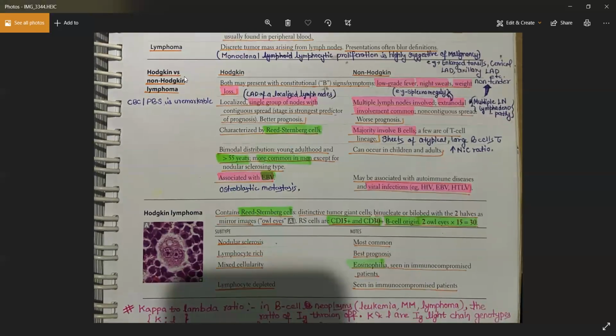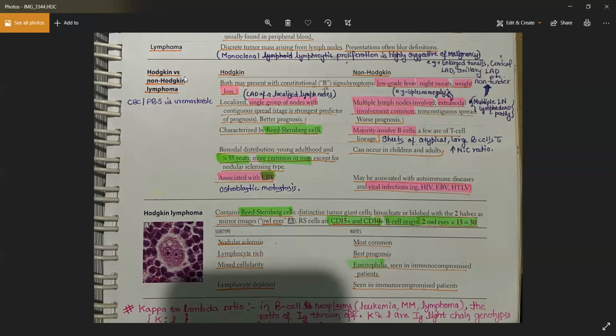So let's discuss Hodgkin's versus non-Hodgkin's lymphoma. Both these tumors involve constitutional symptoms like fever, fatigue, weight loss, which is seen with any kind of tumor, of course. But Hodgkin's lymphoma is a localized type of tumor. It involves only one group of lymph nodes, say the lymph nodes of the leg, the neck, the axillary lymph nodes, the cervical ones, or maybe the inguinal lymph nodes. So only one group of lymph nodes is involved in Hodgkin's lymphoma.